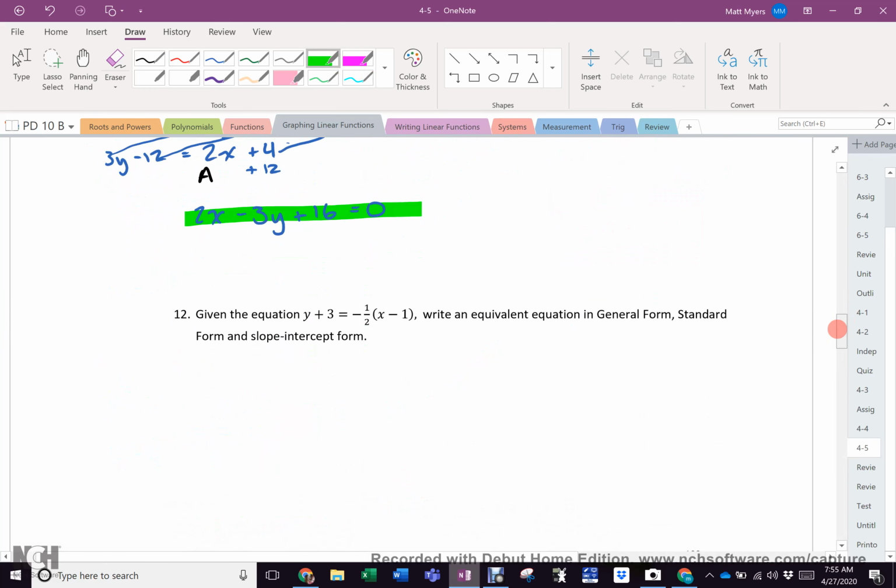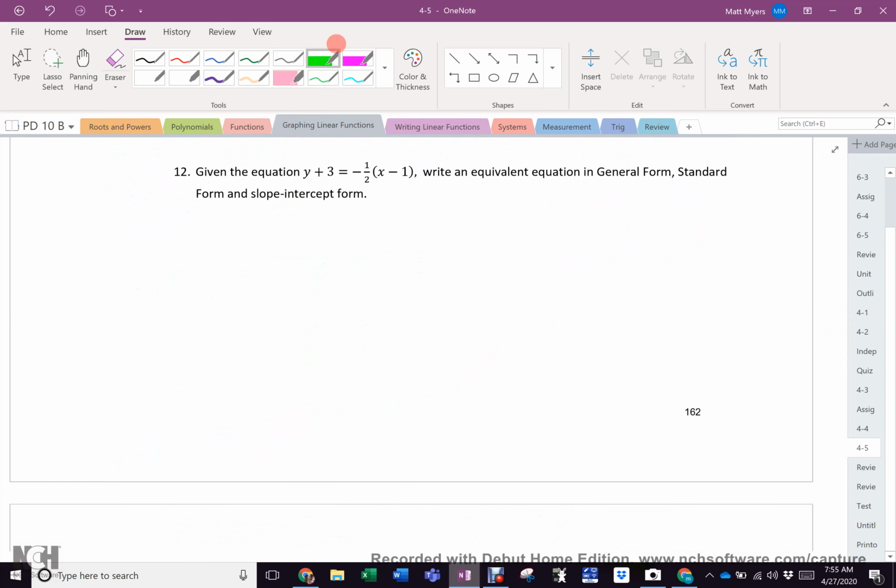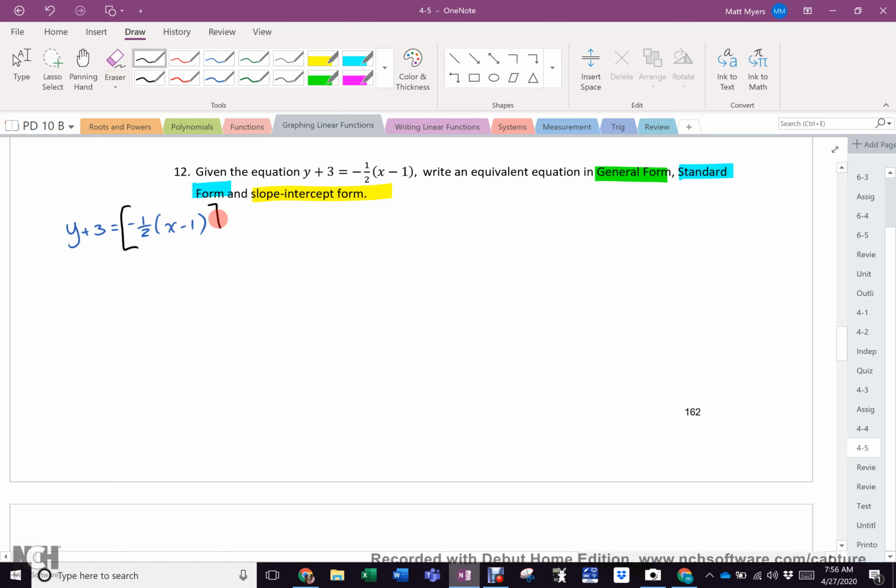And then this last one, I want to do general form. I want to do his ugly cousin standard form, which I believe I was highlighting in blue, and slope-intercept form. So you can do this in any order you want. I'm going to go with general form because that's what we just did. y plus 3 equals negative 1/2 (x minus 1). So I don't want that negative there, and I don't want that 2 there.